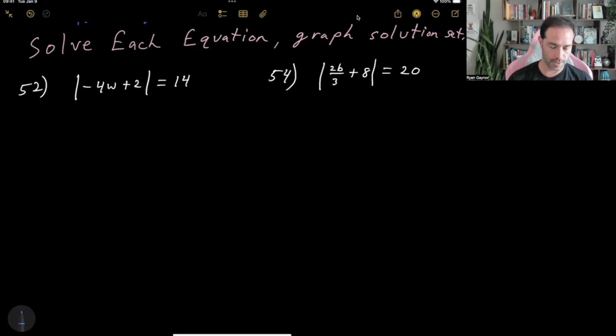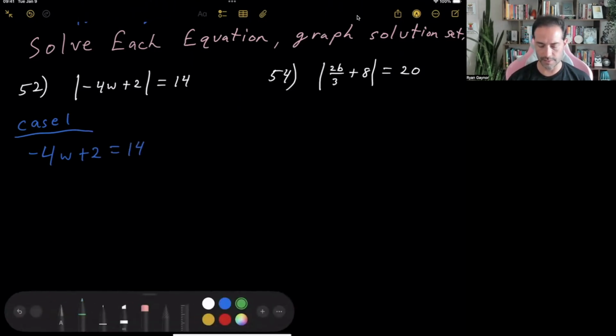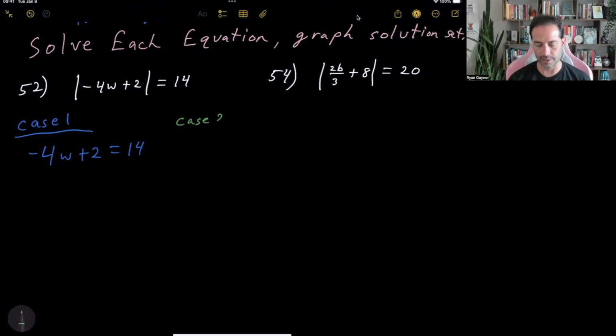Okay, here we go. Here are my two cases. What you do is you drop the absolute value and write the two cases out. Case 1: negative 4w plus 2 equals 14. Now, case 2 is going to be slightly different. Negative 4w plus 2, but this time you set it equal to negative 14. Then you solve for both, and you will have a solution set, meaning you'll have two answers. Both of them will work.